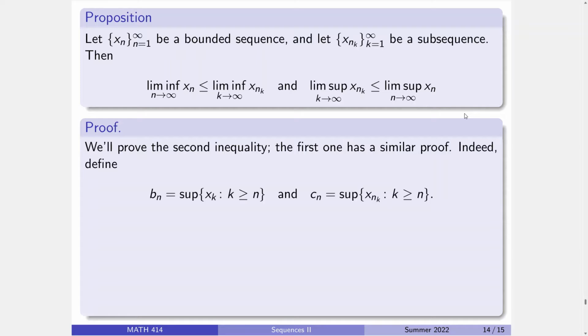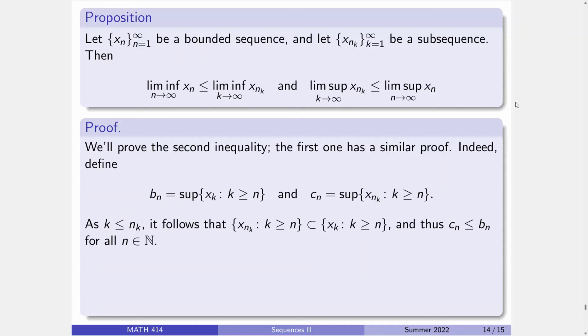Alright, so let's set up what we're going to compare. Okay, so b sub n will be the sups of the tails of the original sequence, and c sub n will be the sups of the tails of the subsequences. Now remember, with subsequences, we've got the strict increasing property, so k is always less than or equal to n sub k.